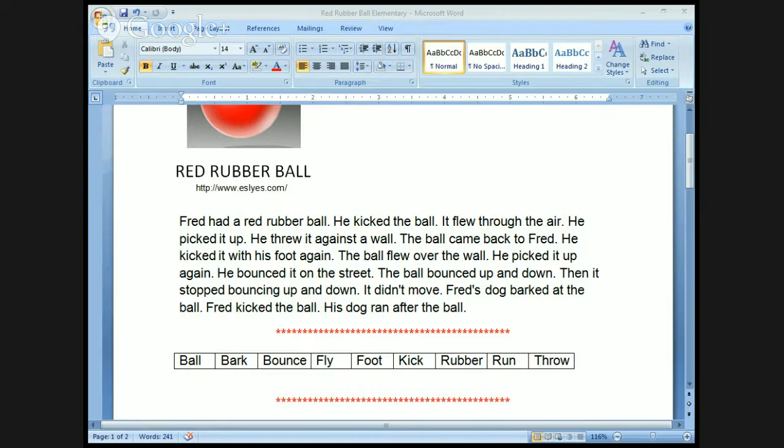His dog ran after the ball. What did Fred's dog do? Fred's dog ran after the ball. What did Fred's dog run after? Fred's dog ran after the ball. Who ran after the ball? It was Fred's dog that ran after the ball.